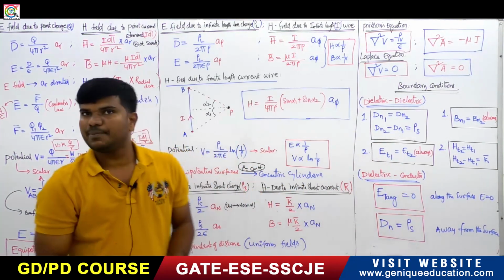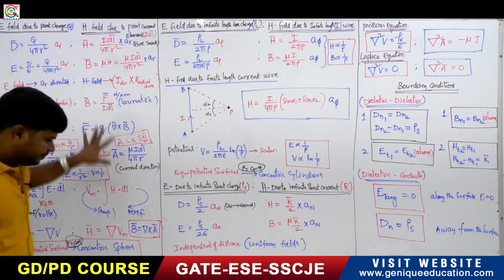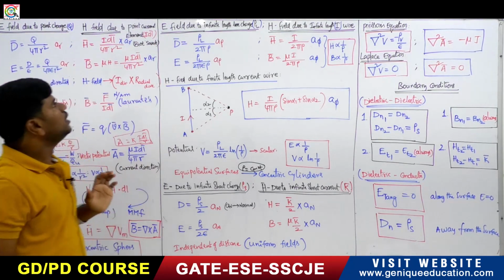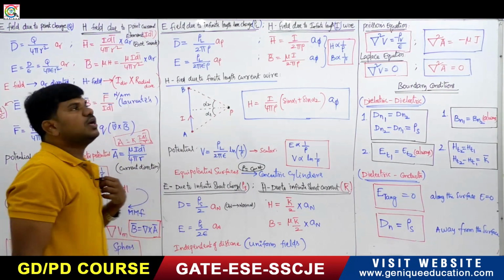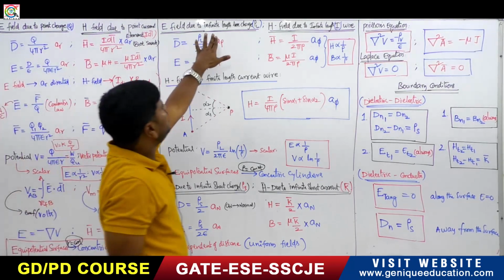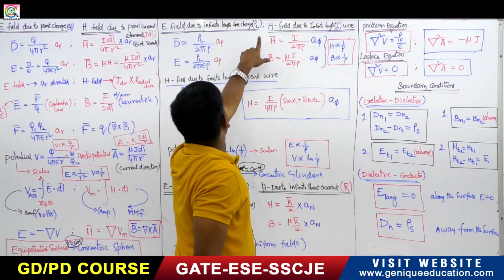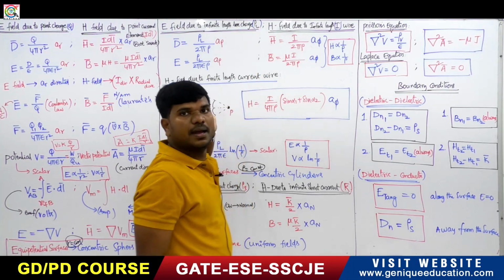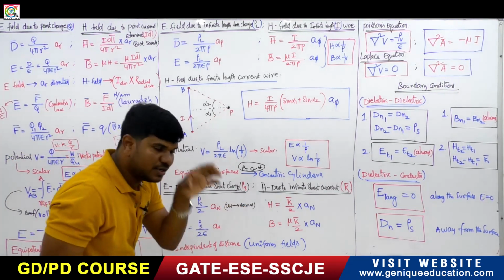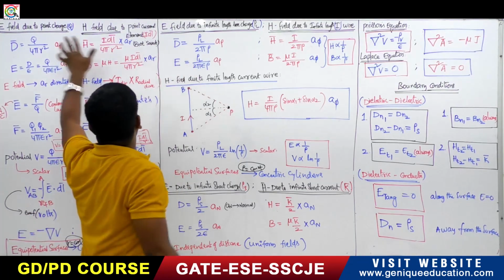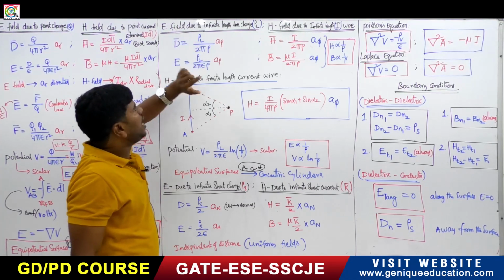Next, that was due to the point charge. Now come to the electric field intensity due to the infinite length line charge. The line charge is represented with rho L. What are the units of rho L? The units of rho L are Coulomb per meter. First of all we define the electric flux density in this case, D equals rho L divided by 2 pi r.